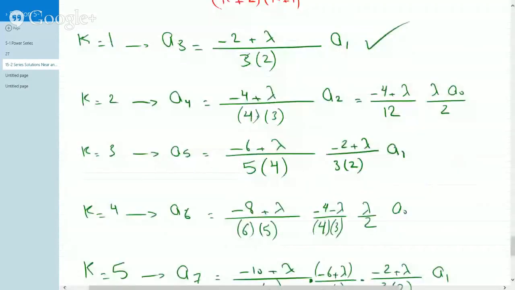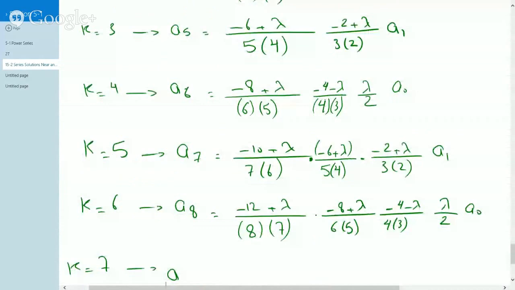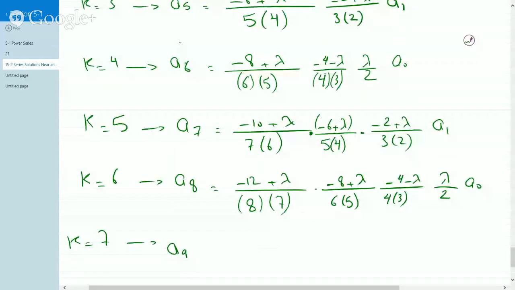Did it say that gamma was a constant? Hang on.